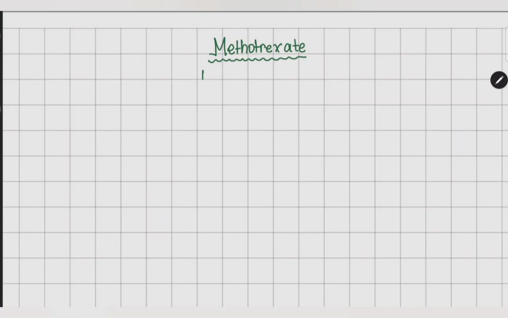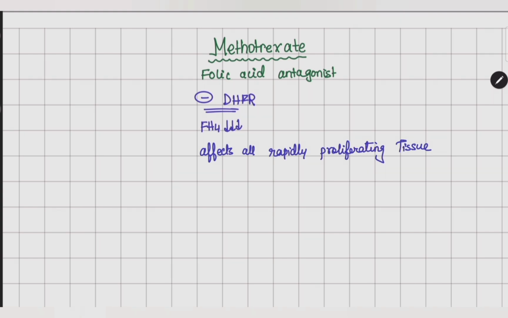Now coming to the mechanism of an important drug which is methotrexate. This methotrexate is a folic acid antagonist. It inhibits dihydrofolic acid reductase. Therefore, it reduces the level of tetrahydrofolate which is very important for DNA synthesis and hence it affects all rapidly proliferating tissues like bone marrow and GIT.